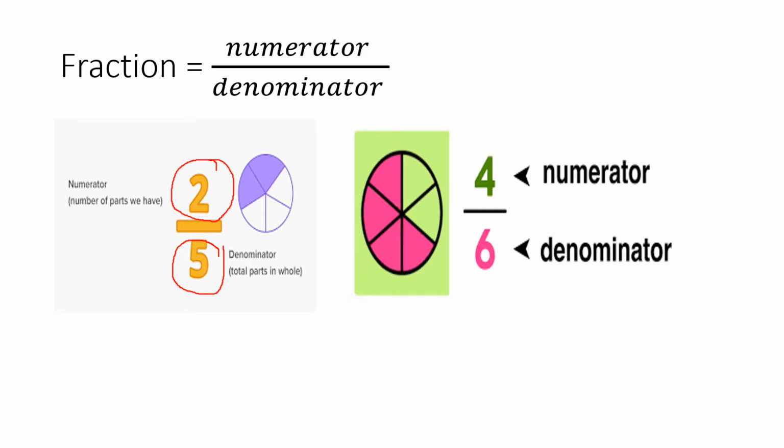Here there is another fraction. Out of 6 parts we have shaded 4 parts. So this is 4 by 6. Okay. So 4 is the numerator which tells us how many parts we have. And 6 is called the denominator which tells us how many total parts there were. Total number of parts was 6. Out of that we have taken out 4. So this is 4 by 6 where 4 is the numerator and 6 is the denominator.